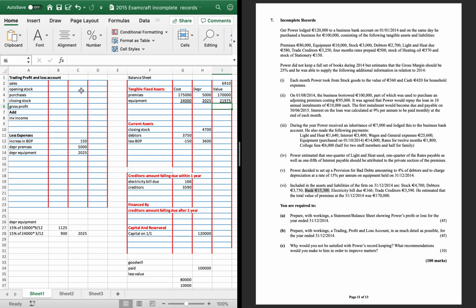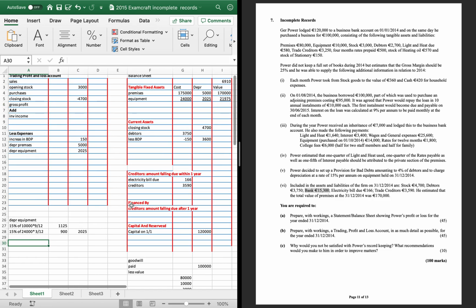Stock is 3,000. That's your opening stock. And I think while we're there, we'll put in our closing stock of 47. Okay. So that's opening stock in. Debtors now. Debtors is used to work out sales. So we know sales is going to be our final answer. So we'll ignore that and we move to our light and heat. And that will have our working.